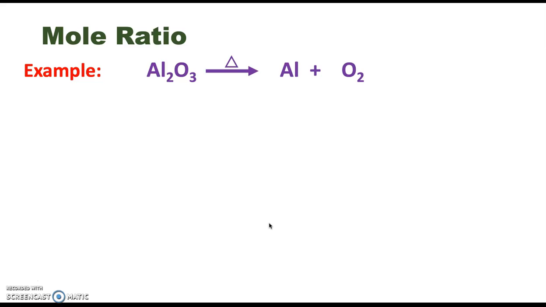Okay, now we have a reaction here. It's a decomposition reaction. I've got aluminum oxide decomposing with heat. Remember, this means heat, to aluminum and oxygen. Now to balance this, my oxygens, I'm going to put a 2 here and a 3 here. That gives me 4 aluminum, so then I put a 4 there. So these coefficients that I just wrote down, these are my mole ratios.